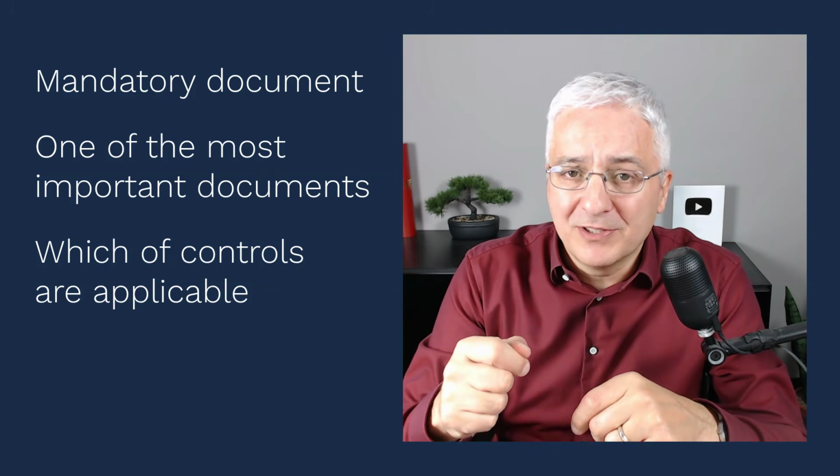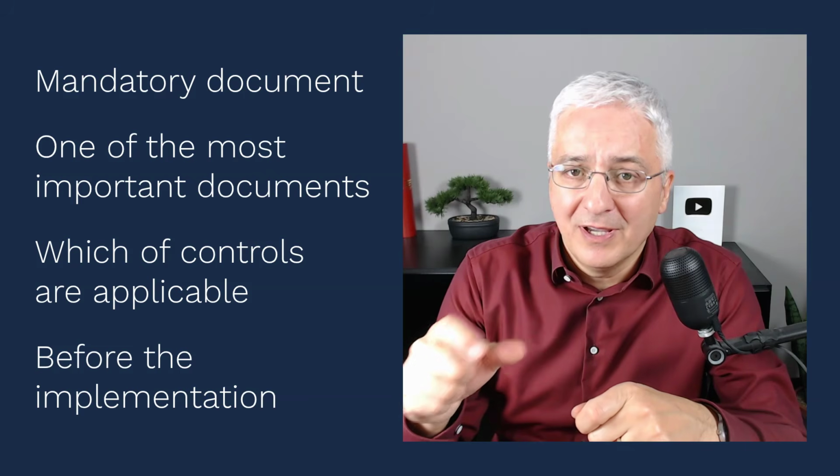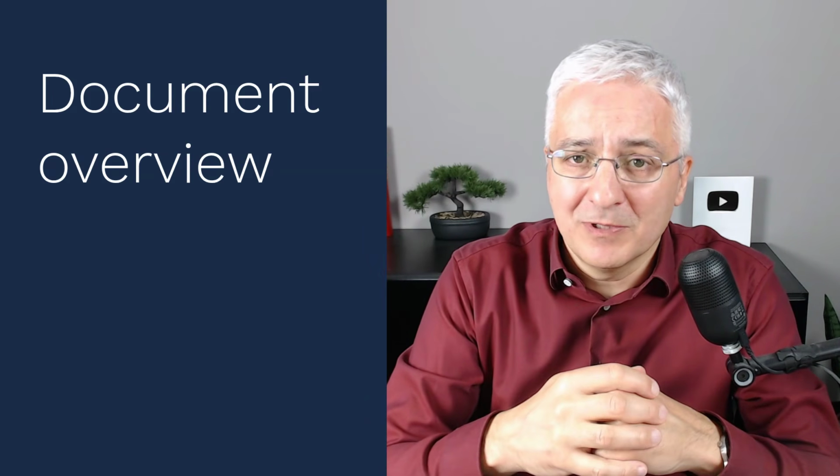And you have to write this document before you actually start implementing all of these controls. This is something you have to keep in mind, because lots of companies make this mistake: they start implementing the controls and only afterwards write the statement of applicability, whereas you should first define which controls to implement and then start implementing them. Okay, let me now show you how the document looks.